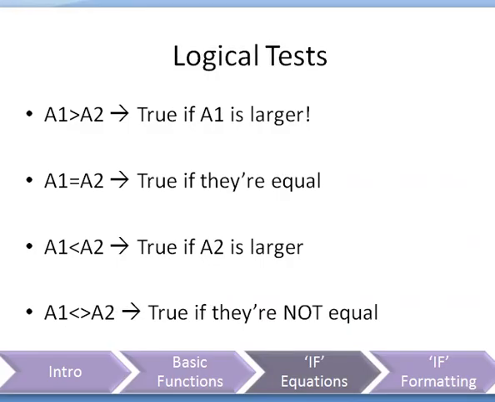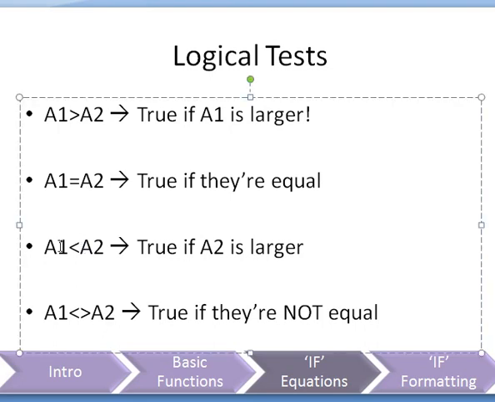All right, there are 6 basic logical tests that you can perform. 4 of them are on this slide, the other 2 are on the next one. The first one is that I can test to see if one is larger than the other. This is true if A1 is larger. I can test whether or not they're equal. In most programming languages, you're going to need to use double equal signs, but in Excel, when you're just typing it in as a formula, you just use one equal sign. We can also test to see if A1 is smaller than A2. Very similar to the first one, just reverse the order.